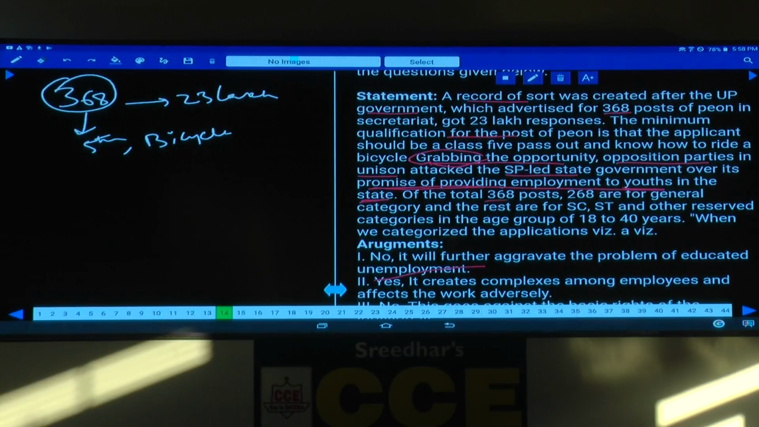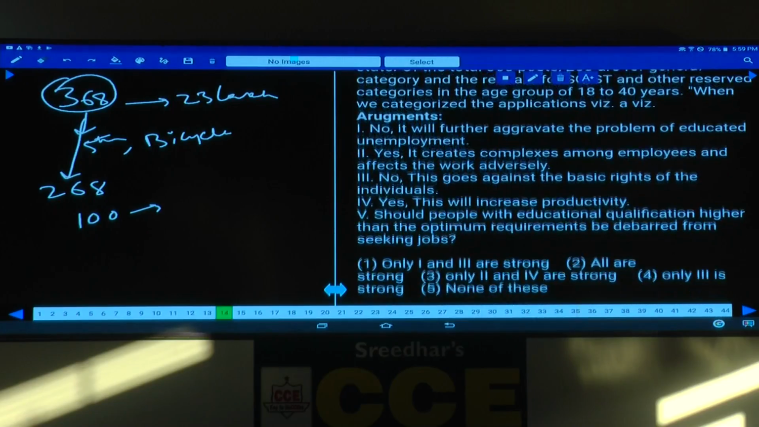Of the total 368 again, 268 are for what? 268 are for general. And the rest are for the remaining categories. And the rest means only 100 are reserved for the remaining, isn't it? Then, in the group of 18 to 40 years. Then, when we categorize the applicants, and now here the statement itself is not completely done, isn't it? Now here it has stopped suddenly. Maybe some typing mistake.